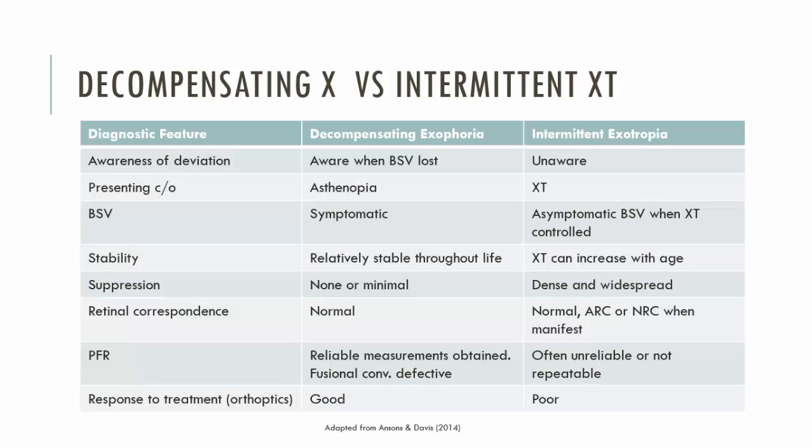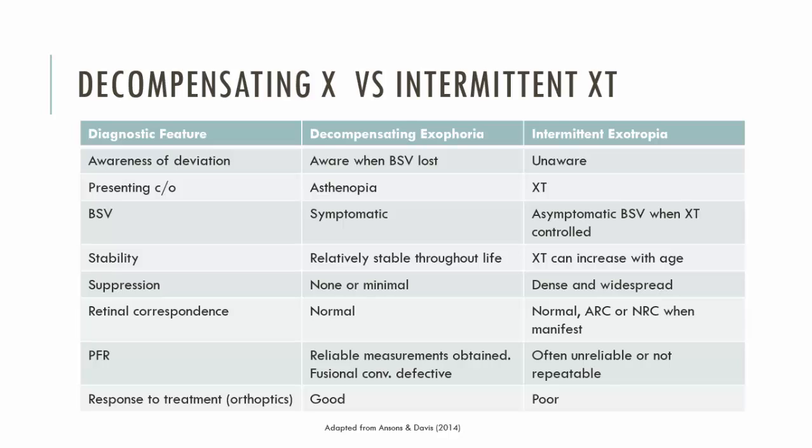Okay, before we proceed to discussing intermittent exotropias, I want to address again the question of how we distinguish between a patient who has an intermittent exotropia versus a patient who has a decompensating exophoria. You'll be well aware by now that a decompensating exophoria means that the patient may be intermittently manifest, which is very similar to the intermittent XT patient, where they're intermittently manifest at times. Here is a table from Ansons and Davis which highlights various diagnostic features that assist you in distinguishing between whether the patient has a decompensating exophoria or an intermittent exotropia.